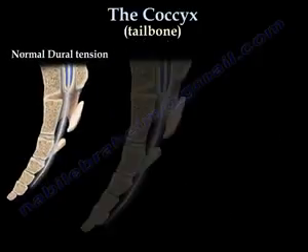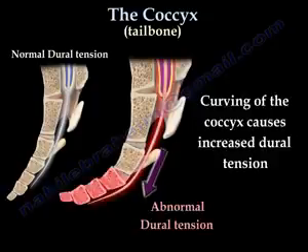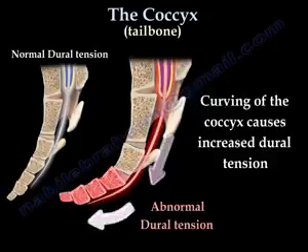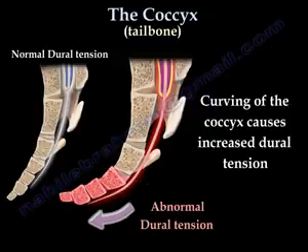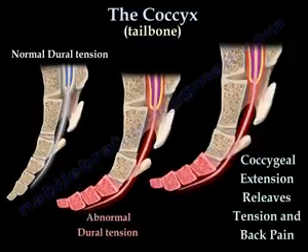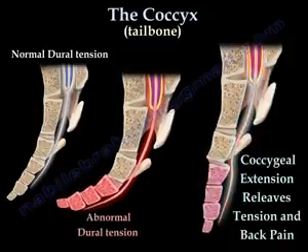Excessive curving of the coccyx causes increased dural tension by the pull on the dural tube. And if the coccyx is extended, the dural tube will be relaxed and the tension will be relieved, so as the back pain. This is just a theory, a non-proven theory.